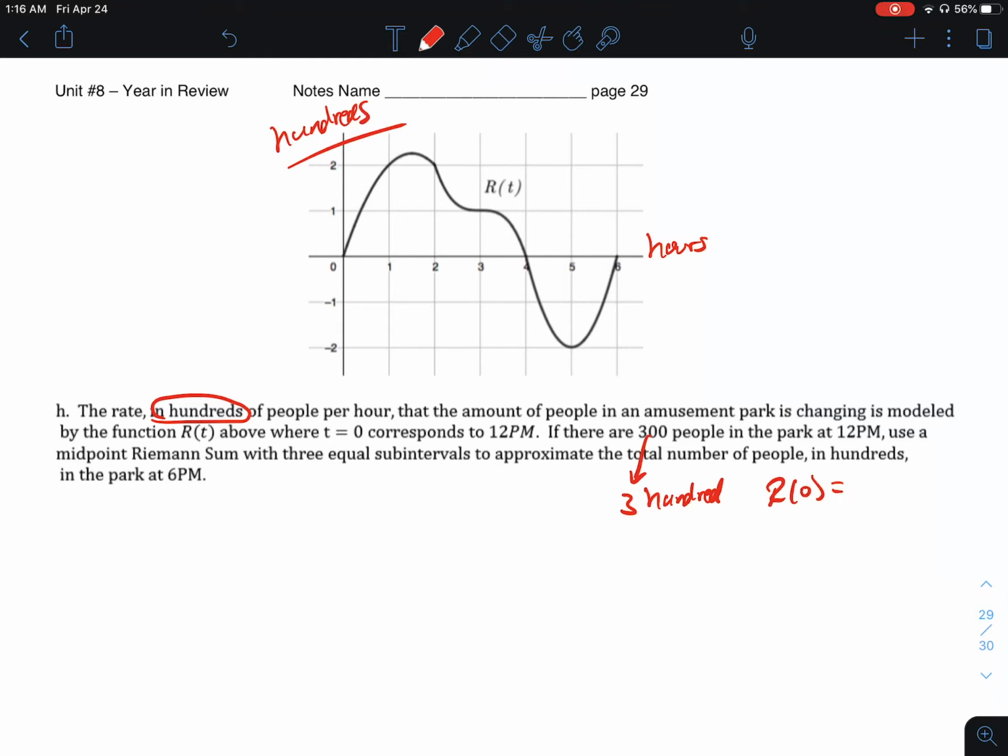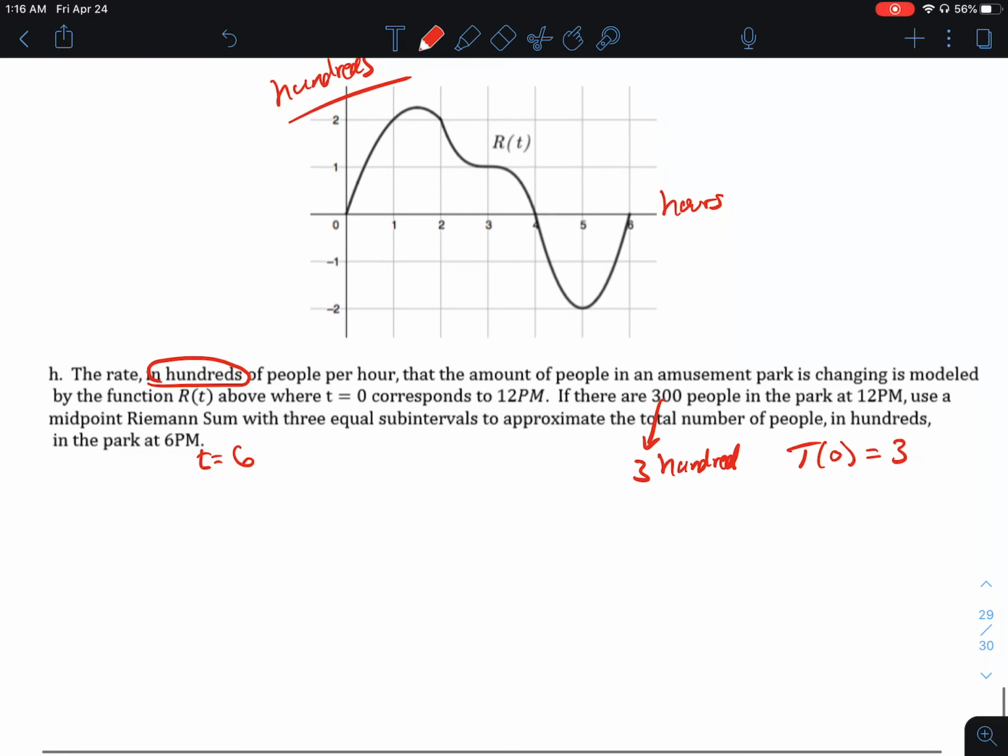R of 0. No, I don't want to say that. If I'm trying to find the total at 0, it is 300 people. Use a midpoint Riemann sum with three equal subintervals to approximate the total people in hundreds in the park at 6 p.m. 6 p.m. would correspond to t equals 6.